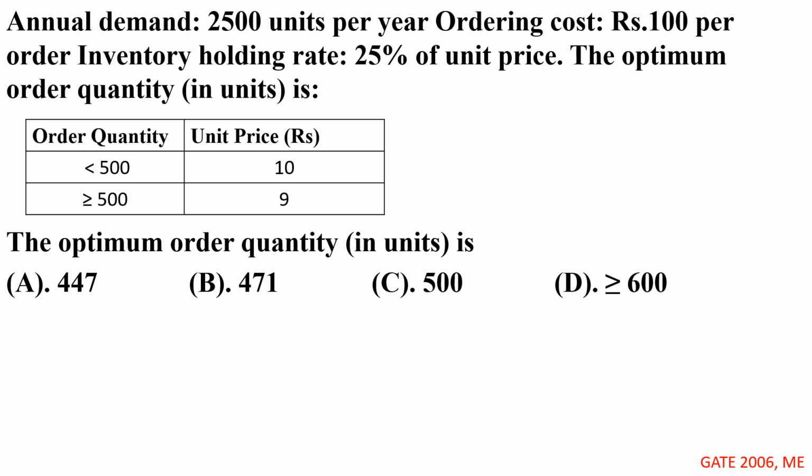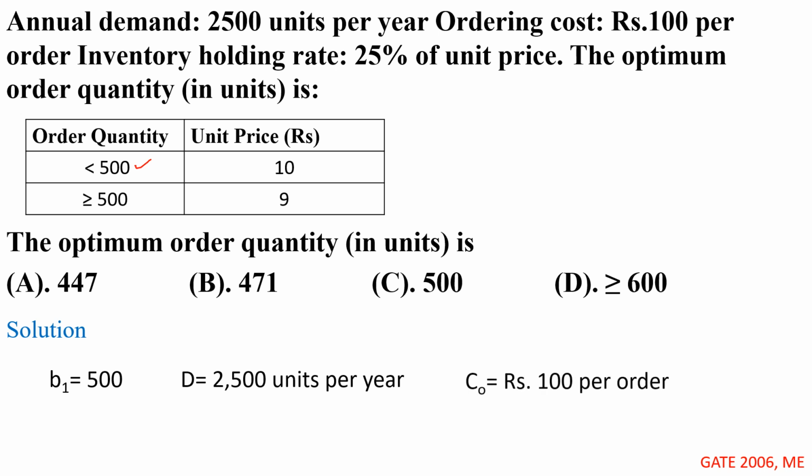First write down the given data. Here it is a one price break model. The break price quantity is 500, so B1 is 500. Annual demand D is 2500 units per year. Ordering cost C0 equals 100 rupees per order. Inventory holding rate is 25% of unit price, so small r equals 25%, that is 0.25. The unit prices are C1 equal to 10 rupees and C2 equal to 9 rupees.